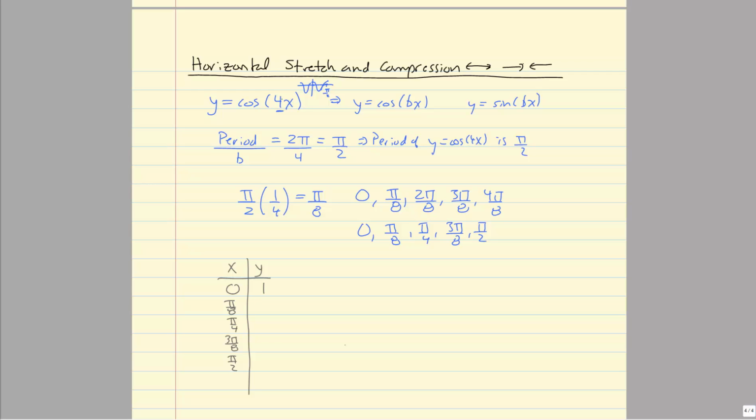Let's plug in a pi over 8. 4 pi over 8 is the same as pi over 2. The cosine of pi over 2 is 0. So again, you have to know your unit circle. Pi over 4, the 4's cancel. Cosine of pi is -1.